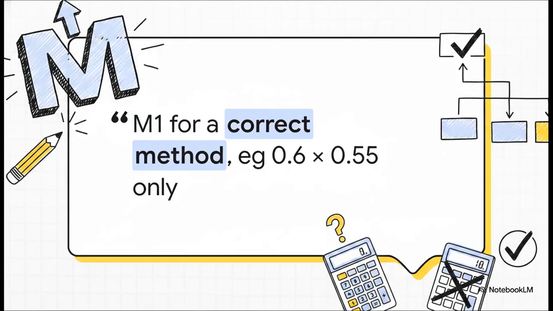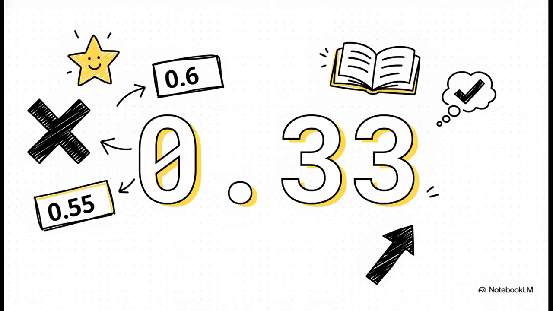Now listen up, because this is probably the most important tip I can give you. The mark scheme awards an M1 mark, that's a method mark, just for writing down that calculation. You get this mark even if you mess up the multiplication. This is why showing your work is so critical. It's a safety net that literally earns you points. Okay, so let's do the math. 0.6 times 0.55, that gives us our final answer, 0.33.